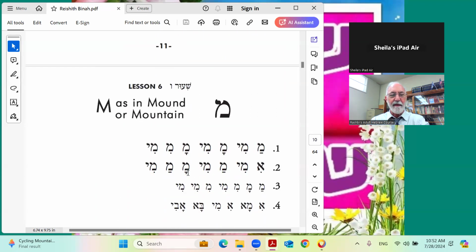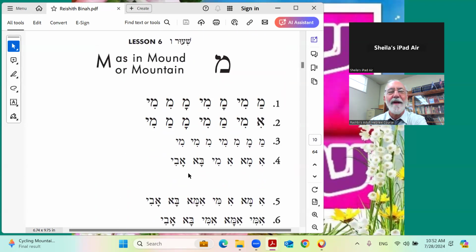All right. Moving right along. And notice it says M as in mound or mountain. This is a mem. And sometimes it will give you little clues here, ways to remember it. So mem, this is an m as in a mound or a mountain. So again, let's go to line 1. Ma, me. Ma, me. Ma, me, and me.